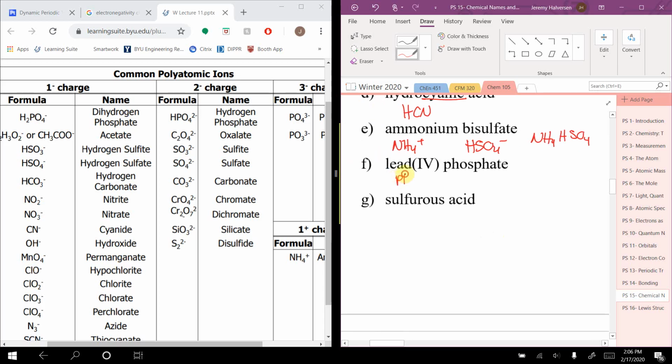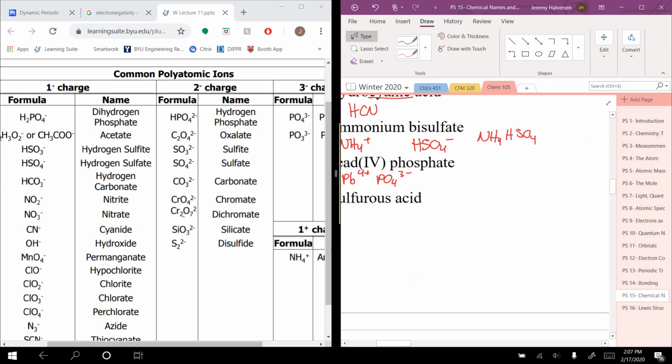Alright, lead, Pb, and they say 4+, plus phosphate. Phosphate is PO4 3-. Okay, so in order to balance those, I'm going to need 3 leads and 4 phosphates.